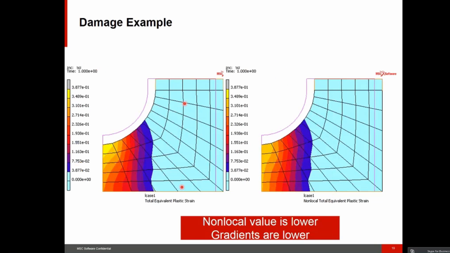If we take a look at some analysis, and this is part of a larger model, and I look at the equivalent plastic strain and this non-local total equivalent plastic strain, the values in the non-local procedure are smaller. The scale is the same, but I don't see any bright yellow over on this side. And also the gradients are lower.